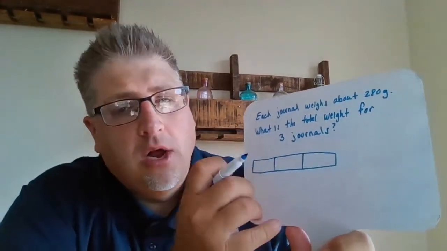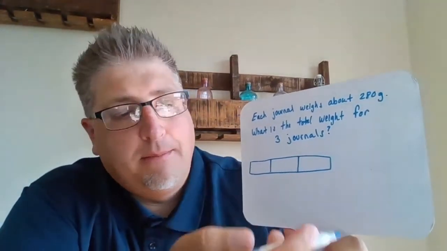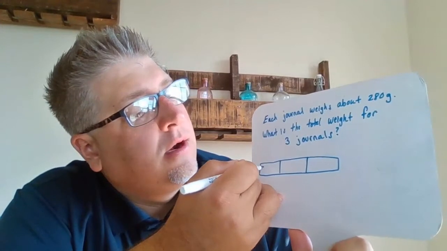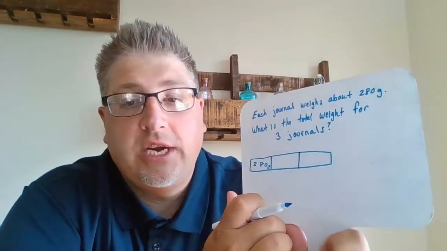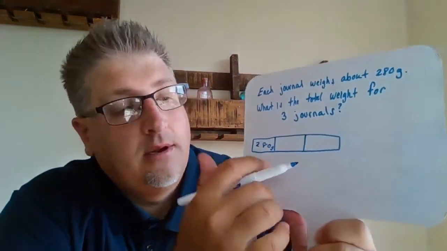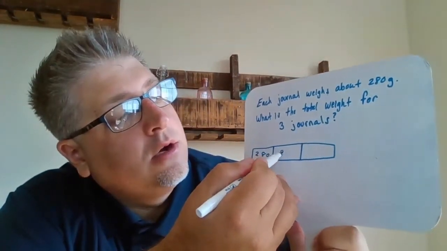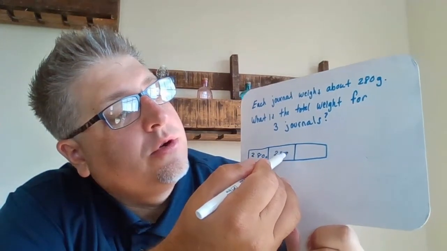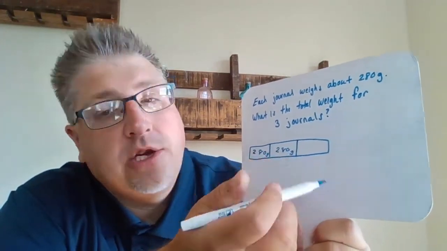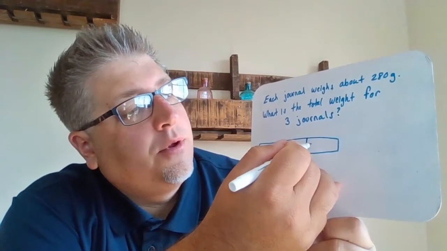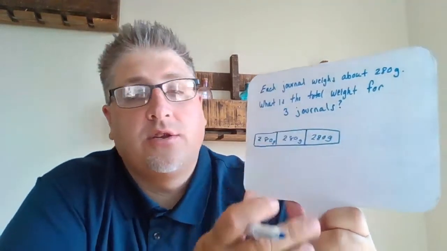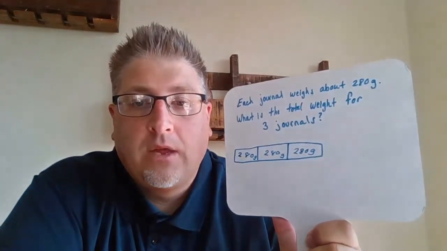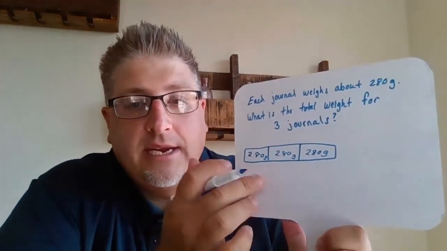All right, so we know I have 3 journals, 1, 2, 3, boom. So I'm going to put 280 G, because we're talking in grams. Journal number 2, 280 G, boom. Number 3, 280 G. So there's my 3 journals right there, okay? 280 grams, each of them.